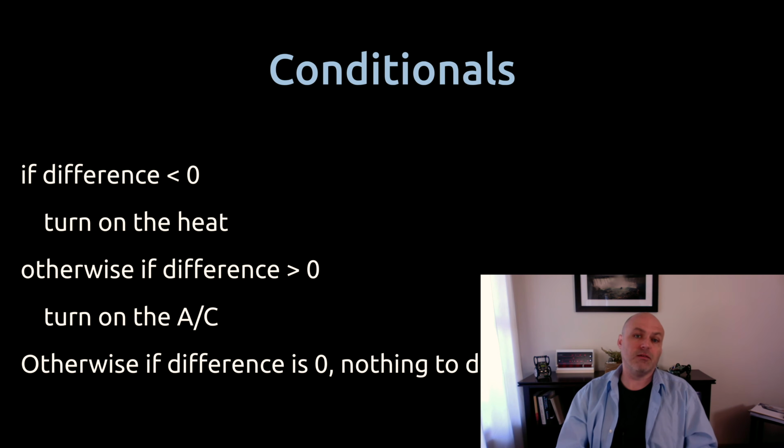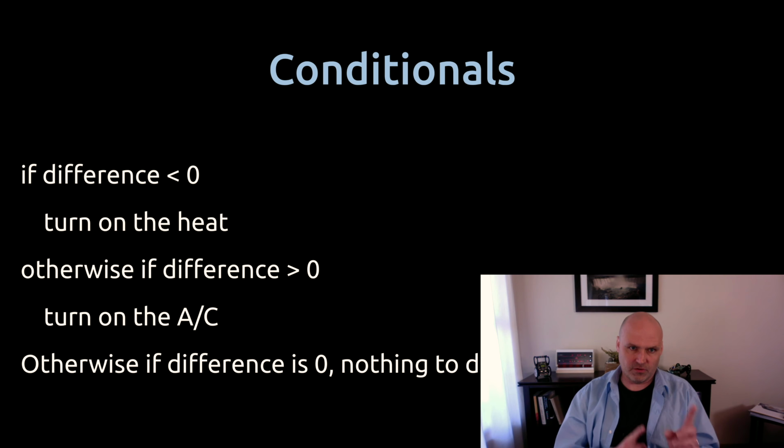Because my last statement, again, is an otherwise, and one of my conditions above it were true, then I don't even bother to evaluate that statement. Lastly, let's consider if difference is 0. So if difference is 0, the first statement is going to be false, because remember, this is not less than or equal to 0. This is if difference is less than 0. So 0 less than 0 is false.